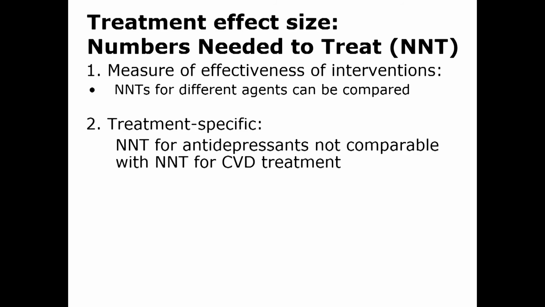Okay, so this section is about treatment effect size and numbers needed to treat. These are measures of effectiveness of treatments and allow us to compare NNTs for different agents. They are treatment specific, so a number needed to treat for antidepressants is not comparable to a number needed to treat for a cardiovascular treatment, as they're two different conditions.